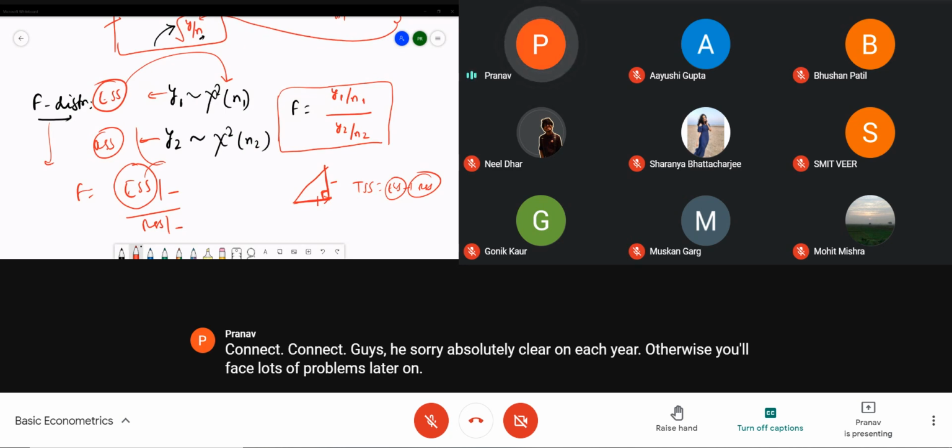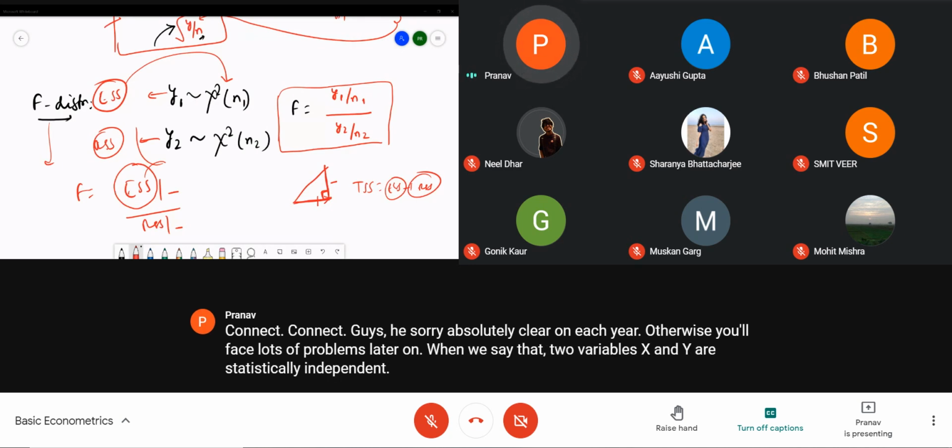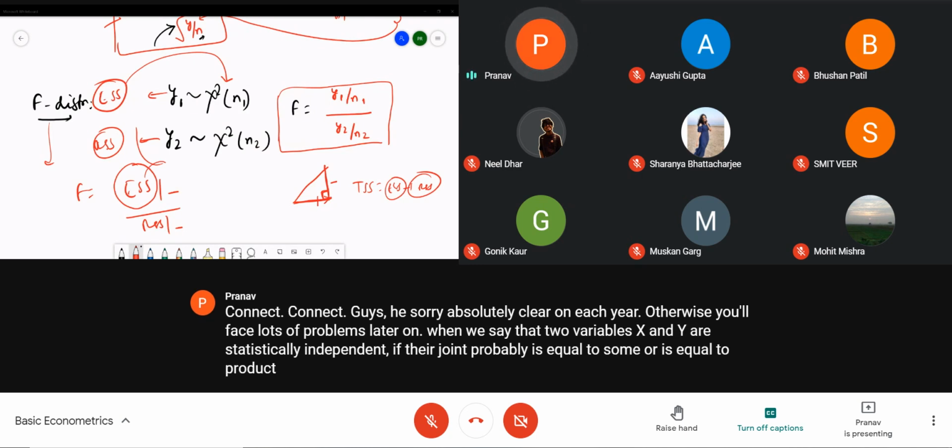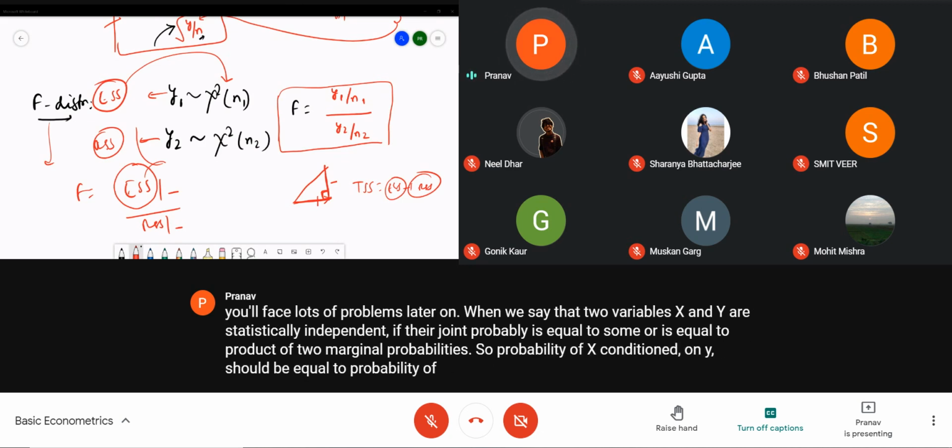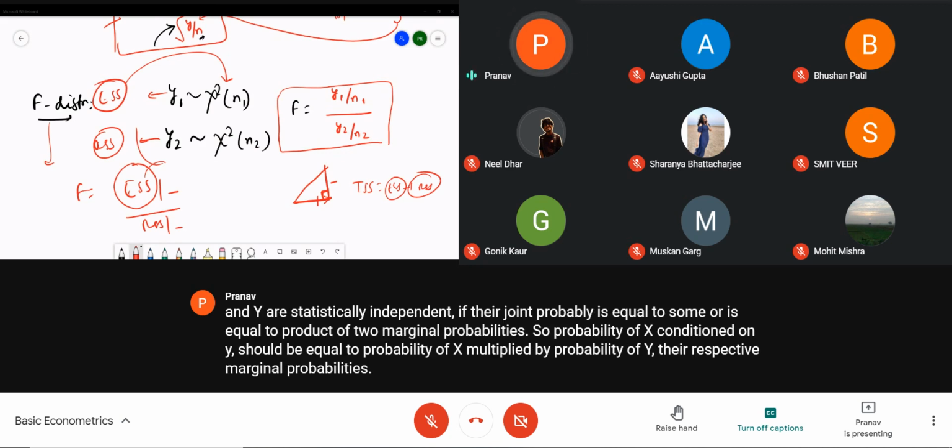We say that two variables x and y are statistically independent if their joint probability is equal to the product of two marginal probabilities. So the joint probability of x and y should be equal to probability of x multiplied by probability of y, their respective marginal probabilities. That's how you define statistical independence.